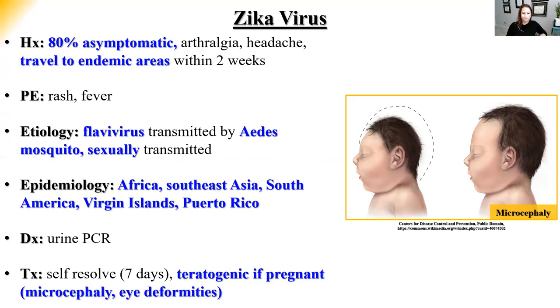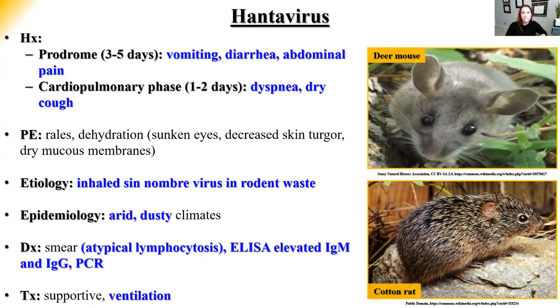Hantavirus. Hantavirus is another inhaled virus. This is the Sin Nombre virus in rodent waste. So you see examples of the deer mouse and the cotton rat there. There's two stages of hantavirus. You have the prodrome, which is going to be more GI symptoms. And then you have the cardiopulmonary phase, which is going to be more respiratory symptoms. So the prodrome, 3 to 5 days of vomiting, diarrhea, and abdominal pain. And then you progress to dyspnea and a dry cough.